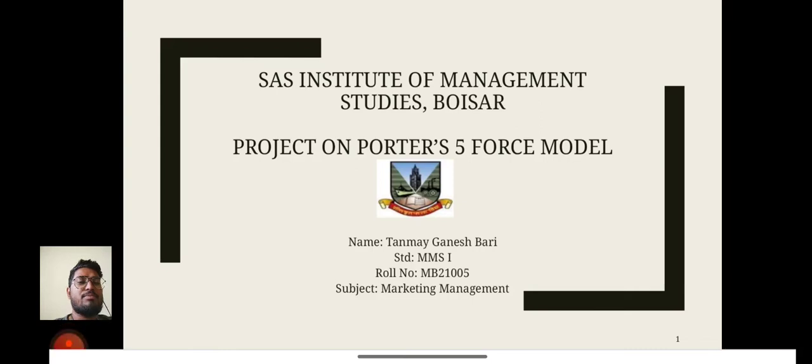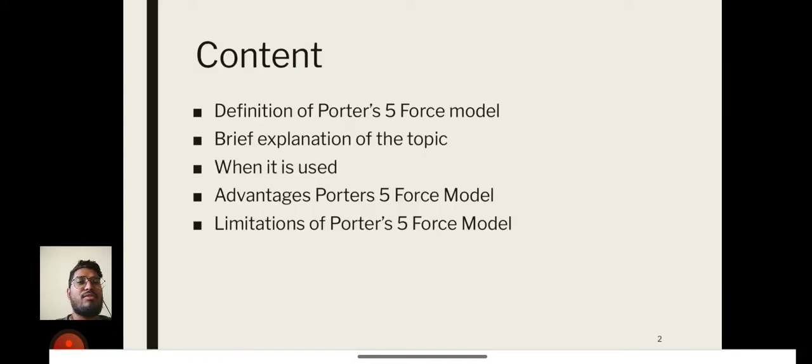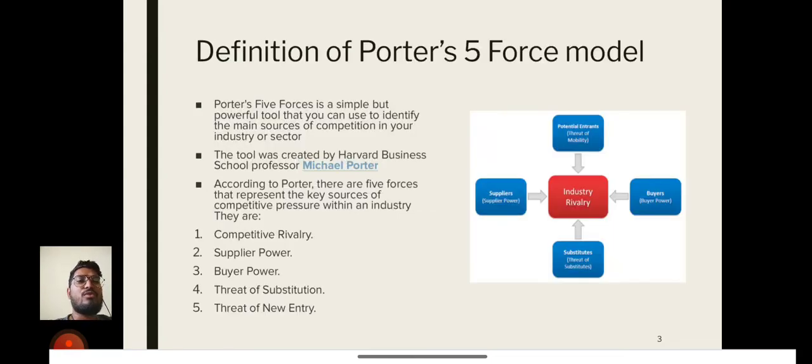My today's subject for presentation is Marketing Management and my topic is a project on Porter's 5 Force Model. So now let us start with the presentation. The contents of Porter's 5 Force Model are: definition of Porter's 5 Force Model, brief explanation of the topic, when it is used, advantages of Porter's 5 Force Model, limitations of Porter's 5 Force Model. So now let us start with the definition of Porter's 5 Force Model.